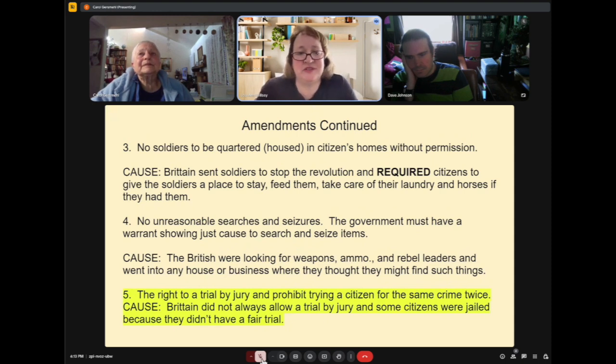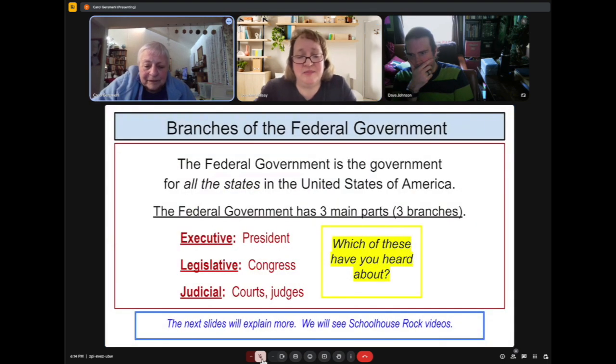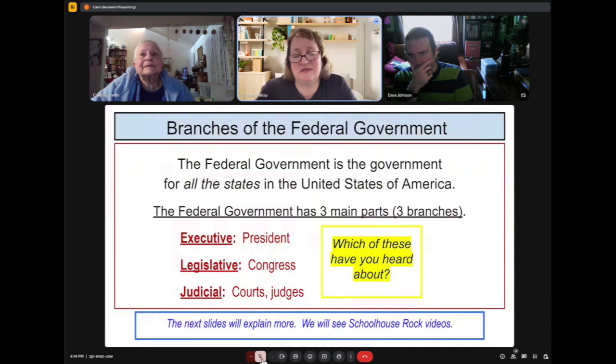So just no soldiers can be quartered. No unreasonable search and seizures. So anyway, 5 I got to fix because I don't know how to put it in fourth grade terms about taking the fifth. You can't be forced to testify against yourself, because people will have heard it from TV shows or movies about pleading the fifth. So I don't like how it's written, because those parts are in there. That's okay. Pleading the fifth is something we hear a lot.